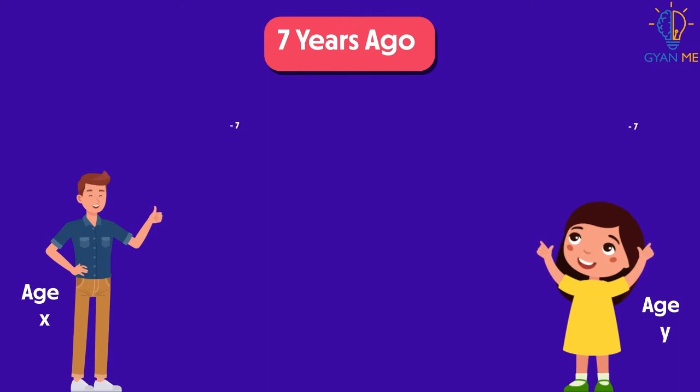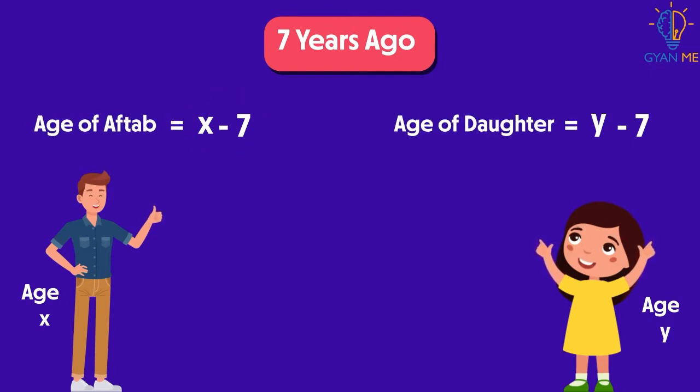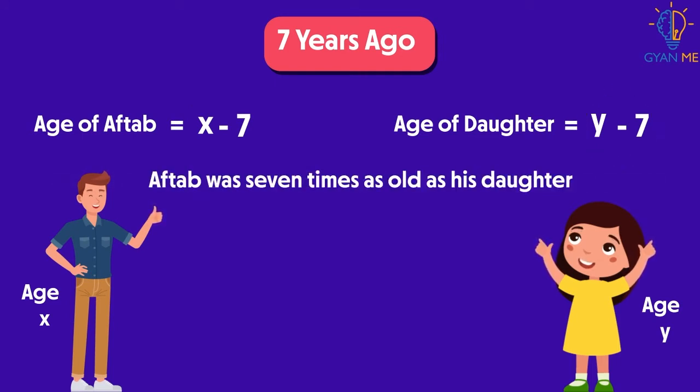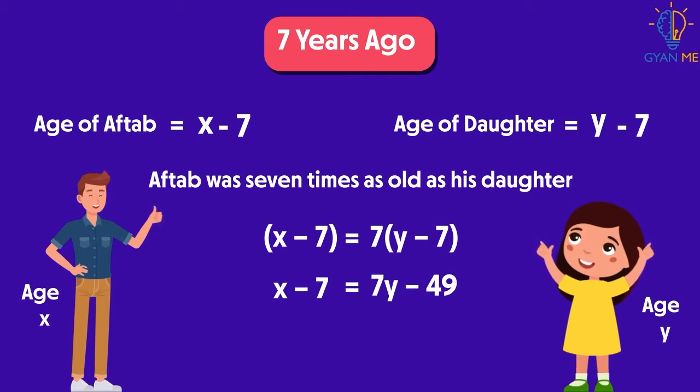Here, the word 7 years ago means we have to subtract 7 from their present ages. Hence, 7 years ago, age of Aftab is equal to x minus 7 and age of daughter is equal to y minus 7. Hence, as per the given conditions, x minus 7 is equal to 7 into y minus 7, which gives us x minus 7 is equal to 7y minus 49. On solving, we get x minus 7y is equal to minus 42, which becomes our first equation.